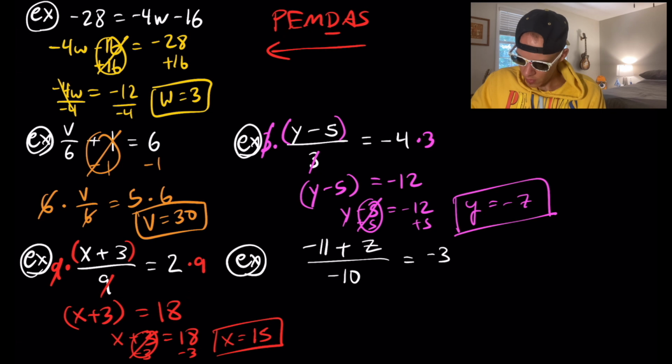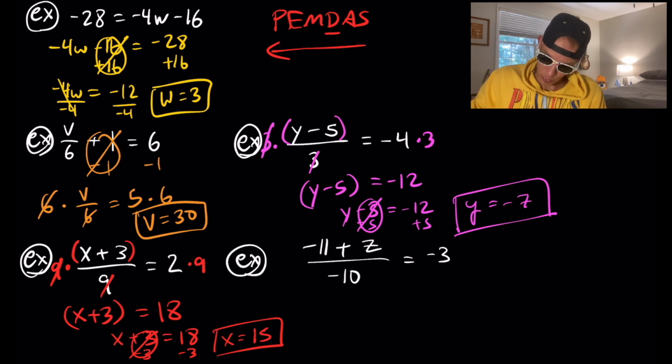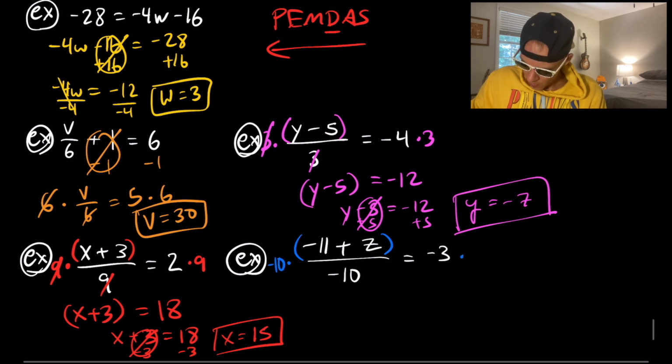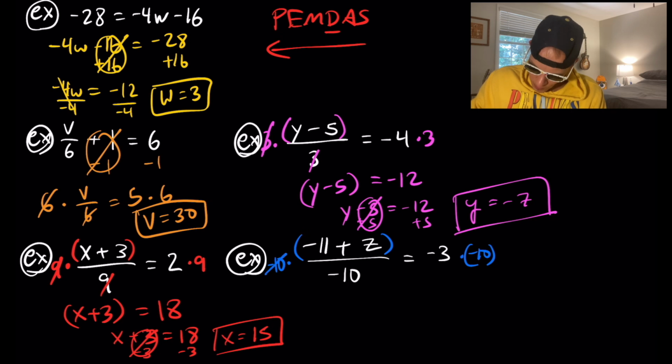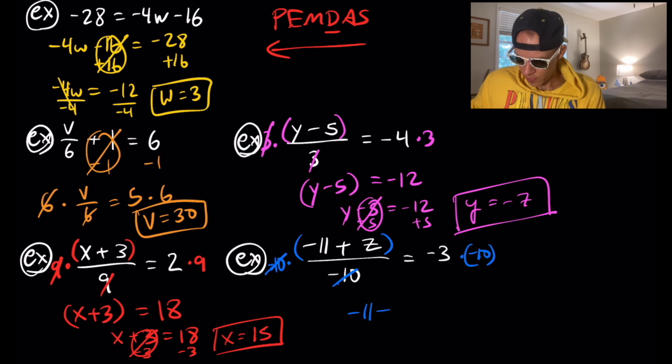Okay, last one. Negative 11 plus z divided by negative 10 equals negative 3. Again, I see an expression, so I'll put that in parentheses. And then let me take care of that divide by negative 10 and undo it by multiplying by negative 10 on both sides. So these negative 10's here will cancel. And I'll just write the negative 11 plus z without the parentheses, because I know they go away. And then equals negative 3 times negative 10 is positive 30.